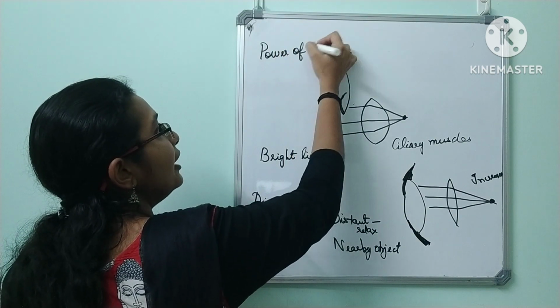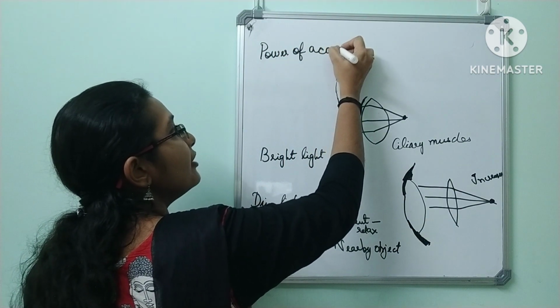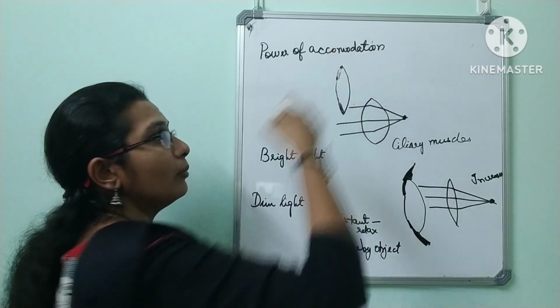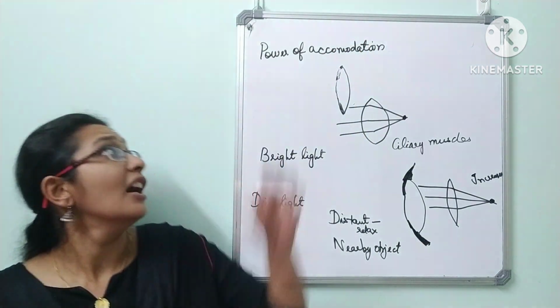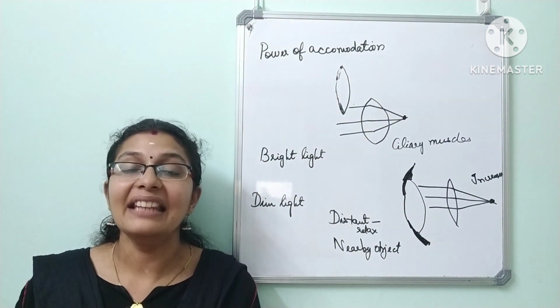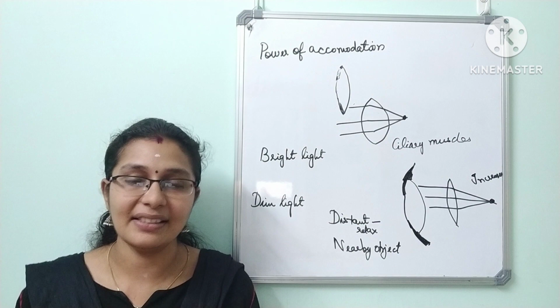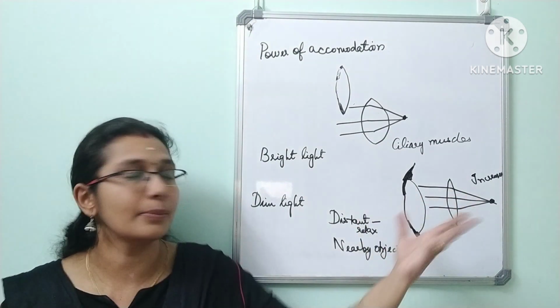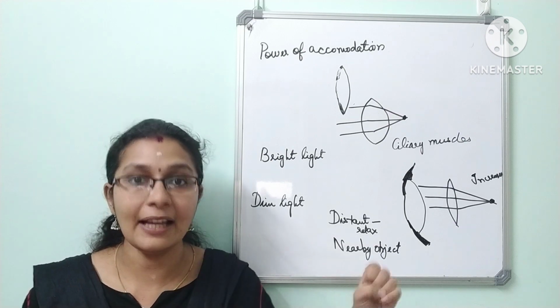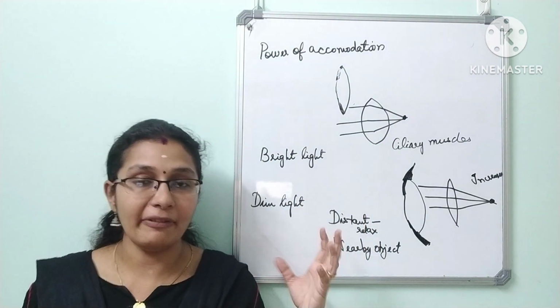So we have already heard of the term accommodation, right? Accommodation means what? To adjust according to. Okay, so yes, power of accommodation here means nothing but the ability of the eye to adjust the focal length, and that adjustment is done by whom? Ciliary muscles, and that is nothing but called the power of accommodation.